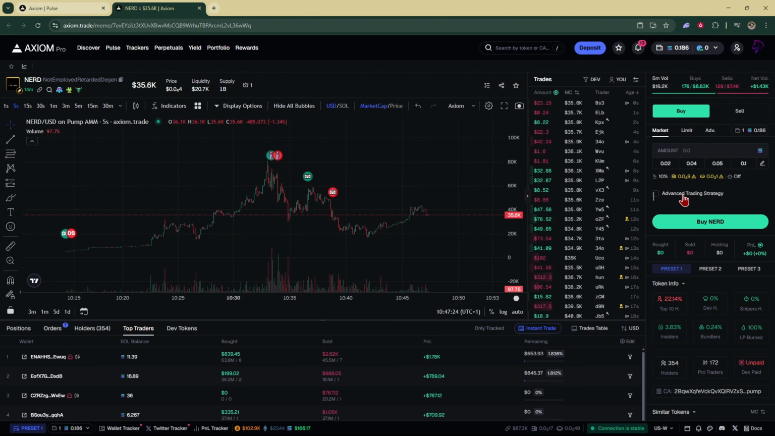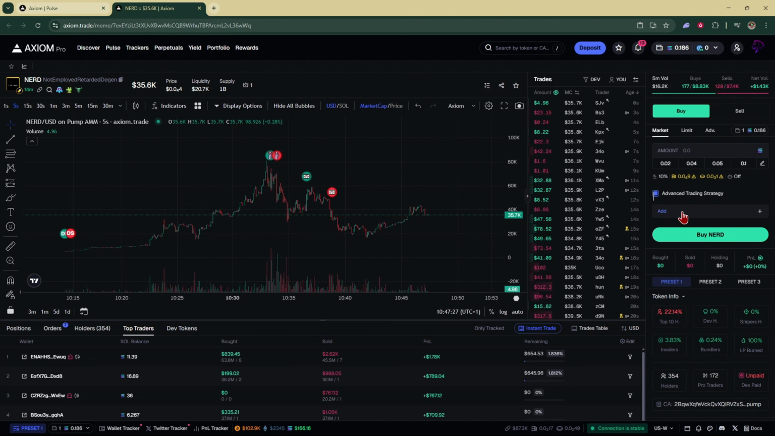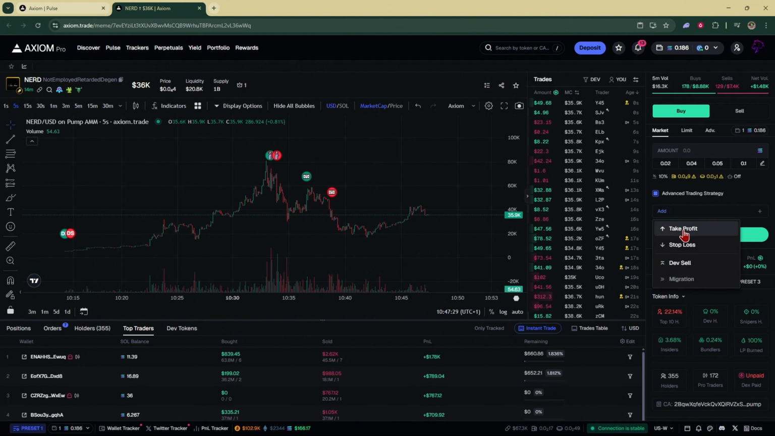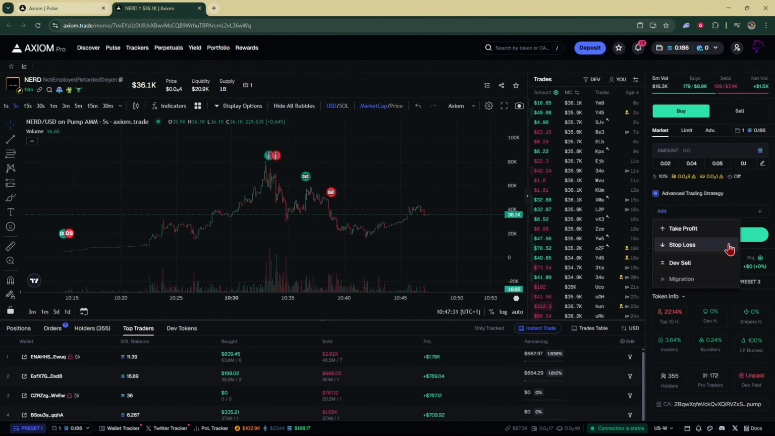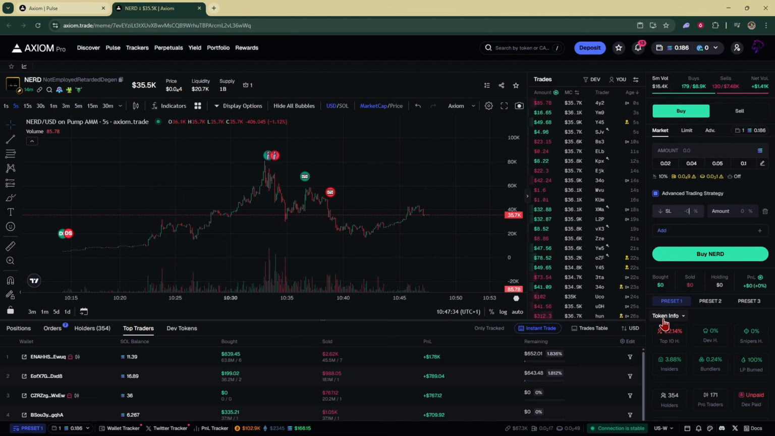to see advanced trading strategy. You're going to toggle this on. Then you're going to have the option to add. Click on that. And let's set up a stop loss first. Click on stop loss. And right here, we're going to put, if the price reaches 30% of where we bought in, we want to sell 100% of what we hold.